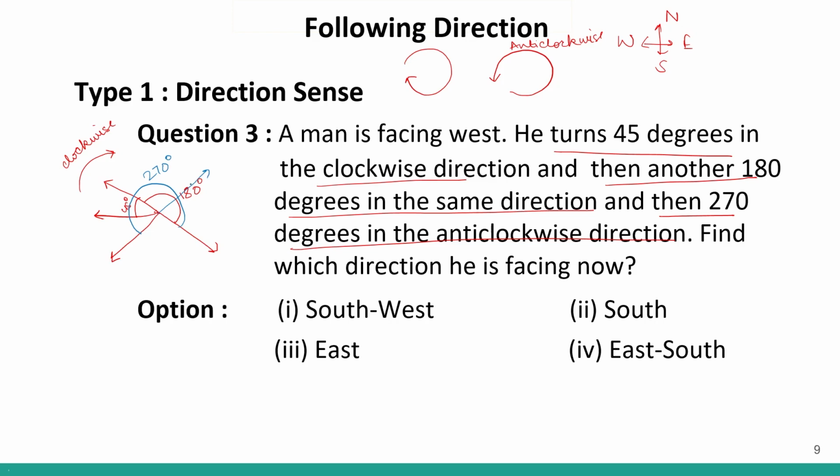How? So let's say this is 90 plus 90 plus 90. So this entire angle is 270 degree angle. So the man will be facing this direction now. So find which direction is he facing now. If you look at this direction, it is called what? Southwest. So the man will be facing southwest. So answer option number 1, southwest, will be the correct answer.